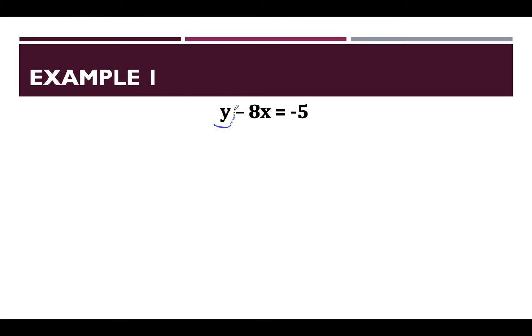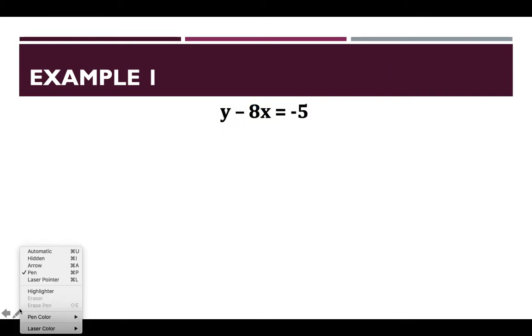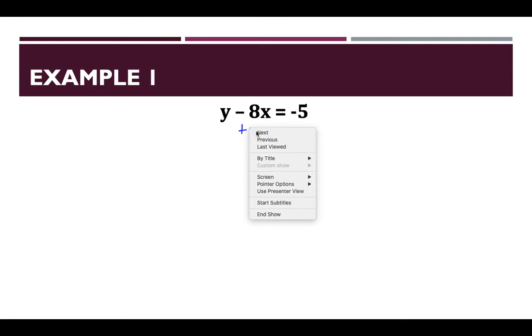The goal, like I said, is to get y by itself so that our equation looks like our y equals mx plus b equation. Right now, it doesn't say y equals, it says y minus 8x equals. So what we want to do is take this minus 8x and get rid of it on this side and move it to the other side. How do I do that? To do that, you have to do the inverse or the opposite of minus 8x, which is plus 8x.